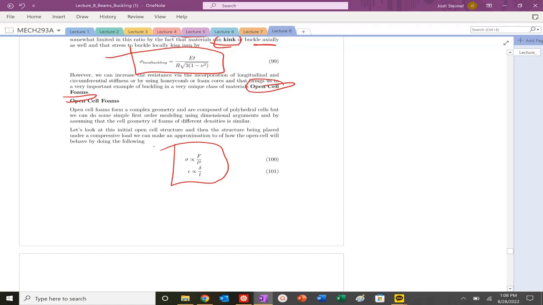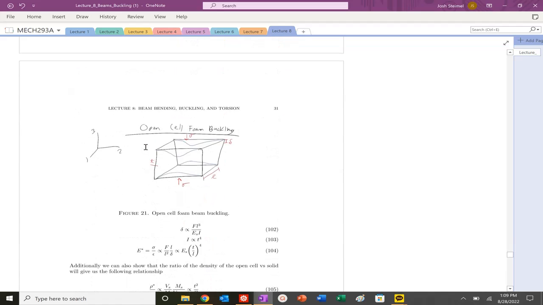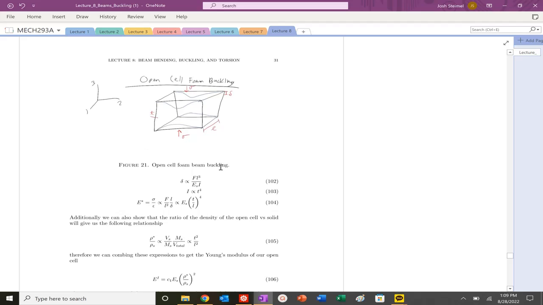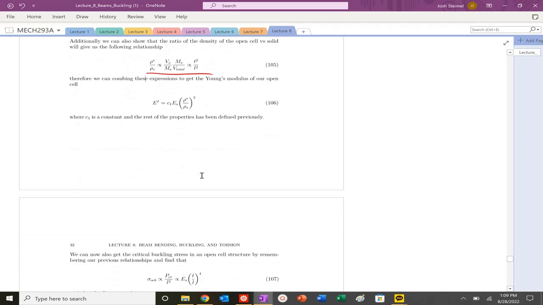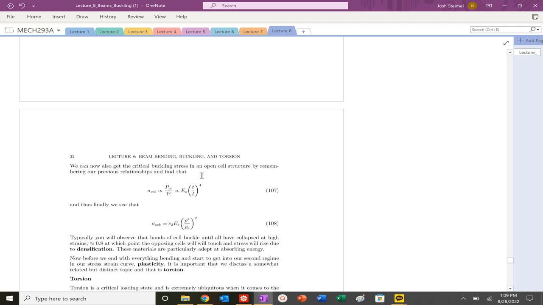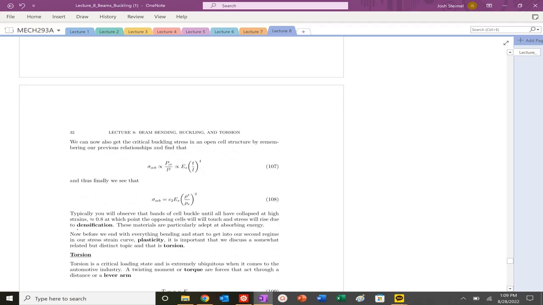So open cell foams can be treated, and you can look at the compression of cellular materials and open cell foams similar to a buckling phenomenon as well. If you ever take a cellular materials class, you can look at essentially the relative densities and see how that scales as well. Typically, you'll get some densification. But anyways, before we get into plasticity, we need to cover torsion.